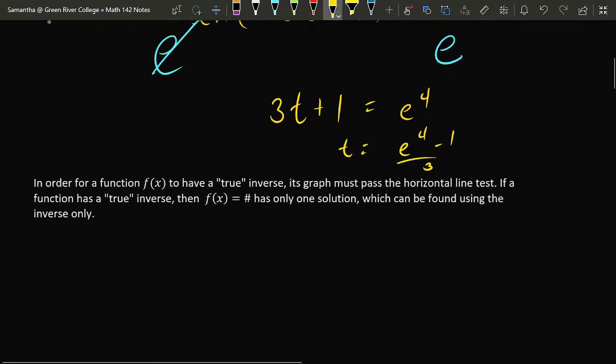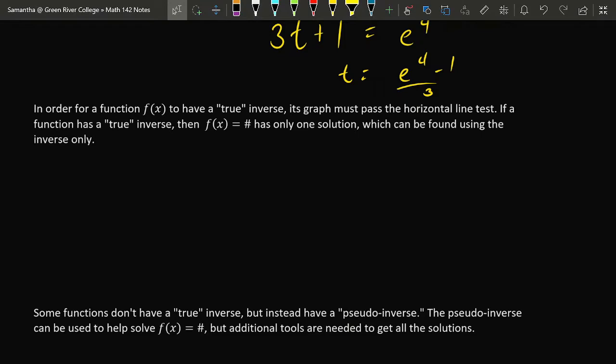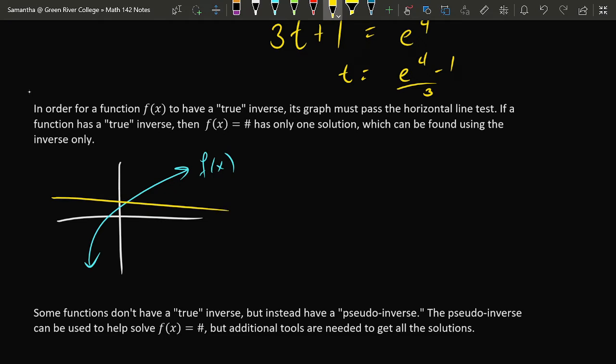Now, in order for a function to even have this arch nemesis, to even have a true inverse, there was a condition that needed to be satisfied. The graph of the function f of x needed to pass what was called the horizontal line test. And that required the graph of f of x to satisfy the property that no matter what horizontal line you drew, any horizontal line will cross the graph in at most one location.